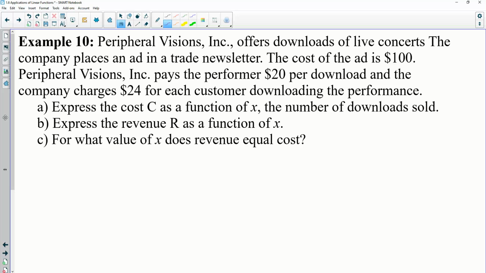So if we look at this one, Peripheral Visions offers downloads of live concerts. The company places an ad in a trade newsletter. The cost of the ad is $100. They pay the performer $20 per download, and the company charges $24 for each customer downloading the performance. So A, express the cost as a function of X, the number of downloads sold.